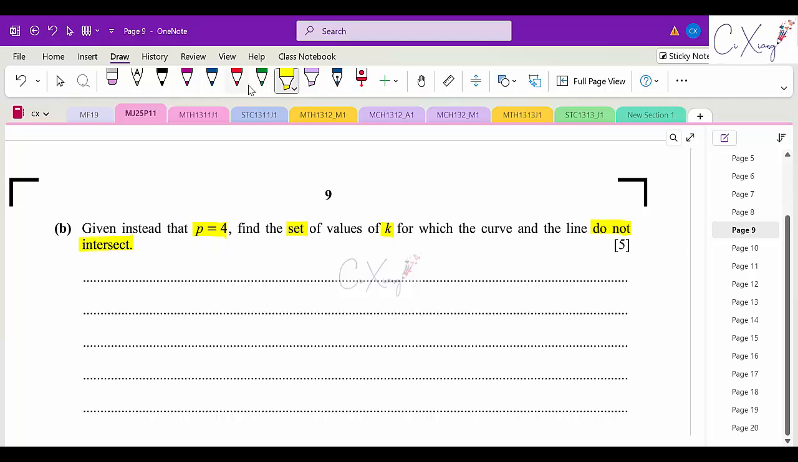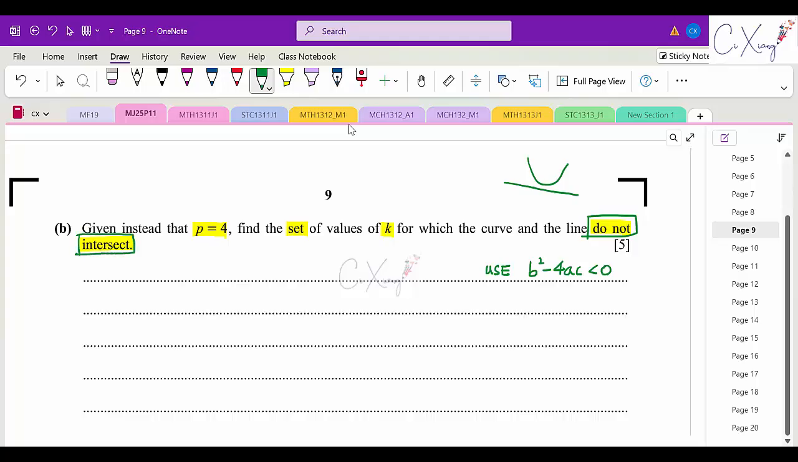When you're having a curve and also a line, right? If let's say I simply draw a curve here and a line, when they do not intersect with each other, it is just like the case where the quadratic equation doesn't meet the x-axis. So because of this keyword, we have to use b squared minus 4ac smaller than 0 later, because of the words do not intersect.